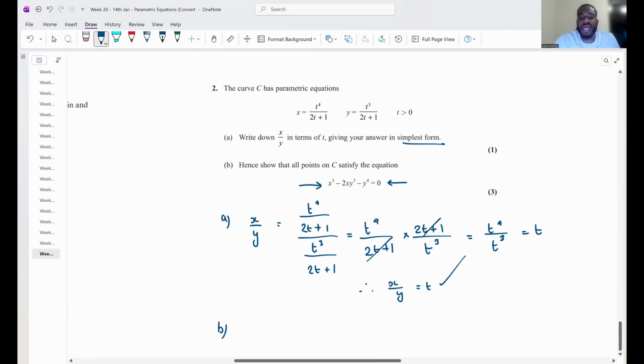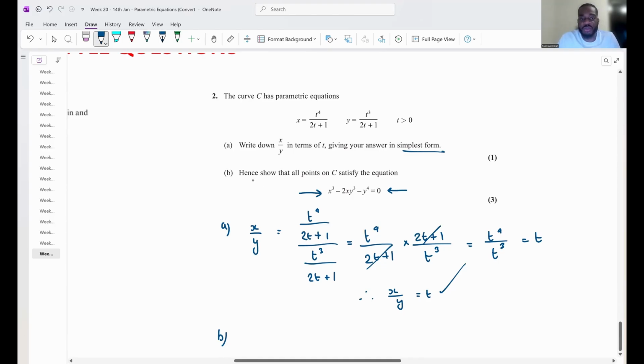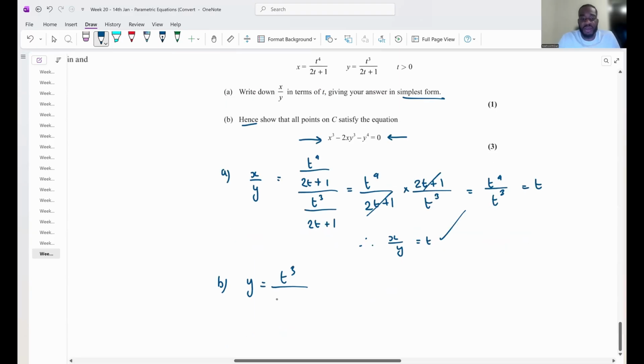So they've also used hence as well, right? Hence, because it's probably going to be easy to do with what we've done in part A. We've shown, by the way, that x divided by y is actually t. X over y is t. So for example, it doesn't even matter which one you use. I'll use y, but let's just say I have y is equal to t cubed over 2t plus 1, right?